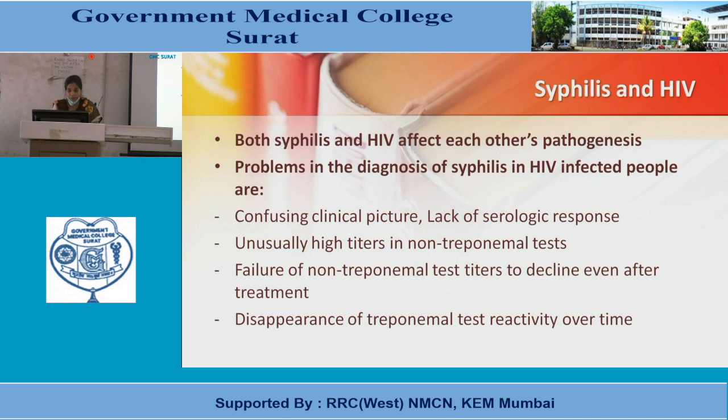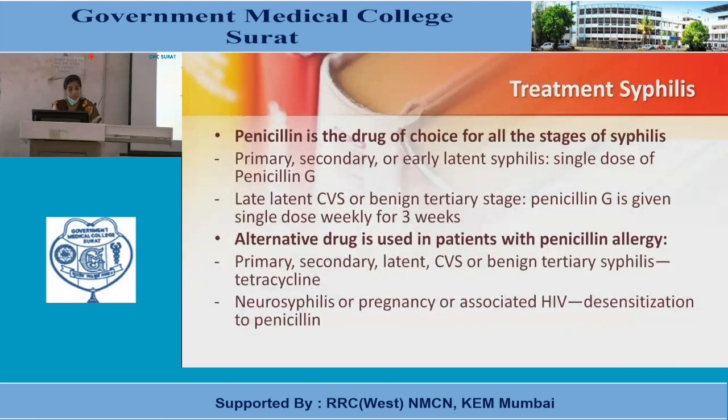Treatment for syphilis: penicillin is the drug of choice for all stages of syphilis. For primary, secondary or early latent syphilis, a single dose of penicillin G is given, and for latent, CVS or benign tertiary stage, penicillin G is given as a single dose weekly for 3 weeks. An alternative drug is used in patients with penicillin allergy. For primary, secondary, latent, CVS or benign tertiary syphilis, tetracycline can be used, and for neurosyphilis, pregnancy or associated HIV, desensitization to penicillin can be used.